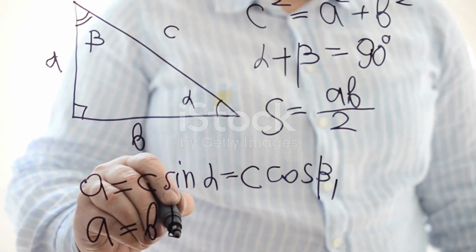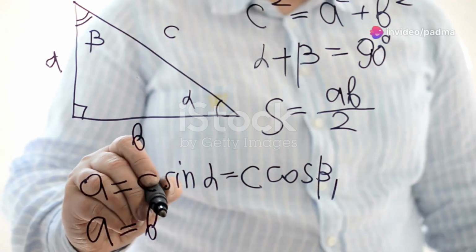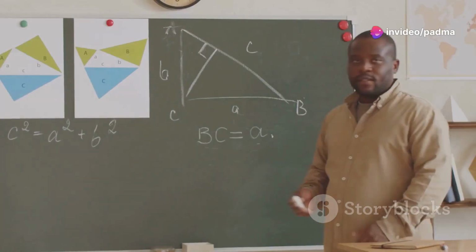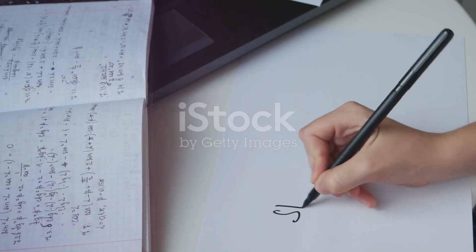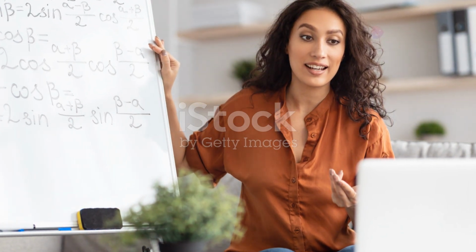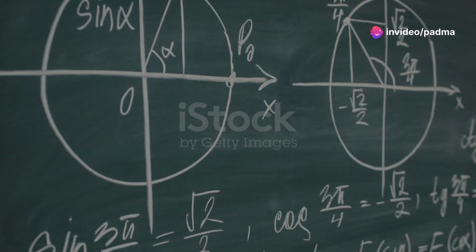The sides of a right triangle have special names. The longest side is opposite the right angle. We call this side the hypotenuse. The other two sides are called legs. We name them based on their relationship to an acute angle. The side opposite the angle is the opposite side. The side next to the angle is the adjacent side. Understanding these parts of a right triangle is important.